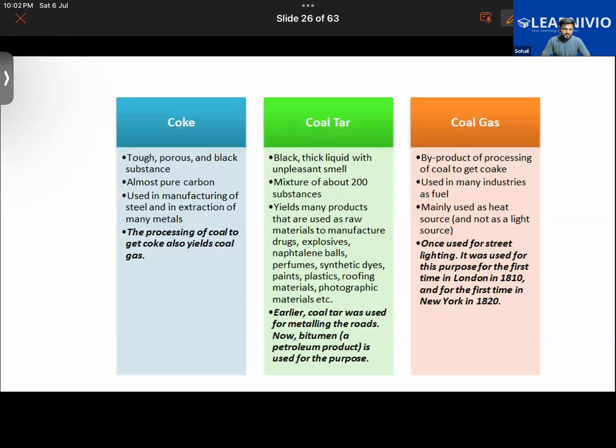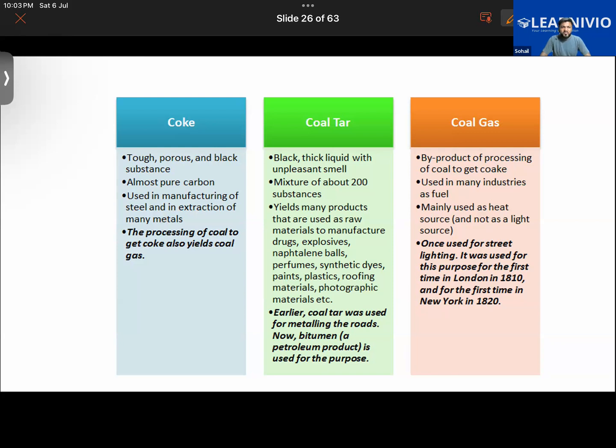What does the term porous mean? Porous means that water or other liquid can pass through it. And it is almost pure carbon. It is used in manufacturing of steel and in extraction of various metals. So coke is used in extraction of many metals and manufacturing of steel.